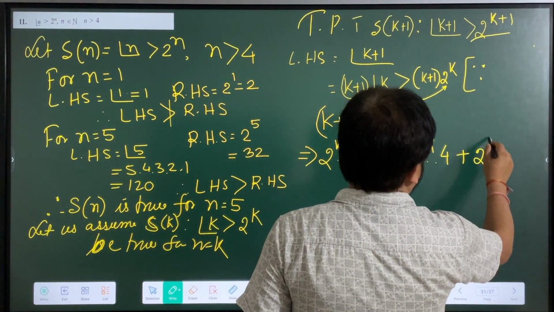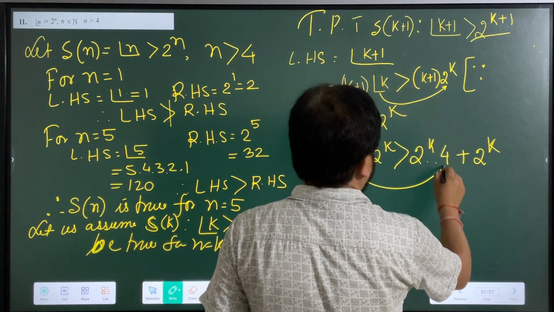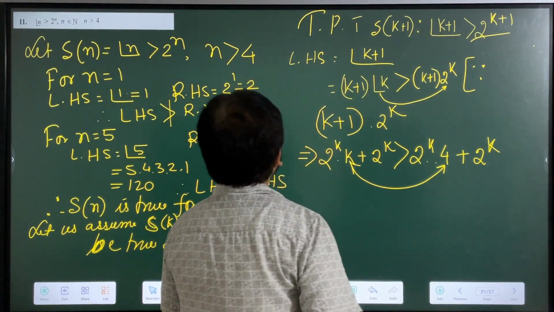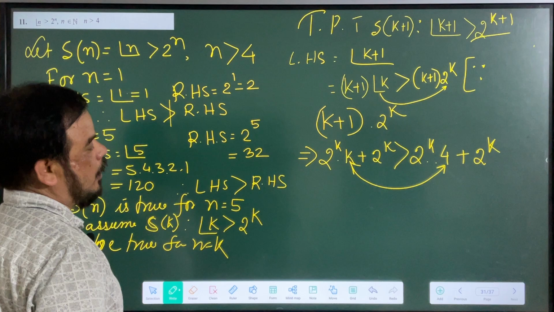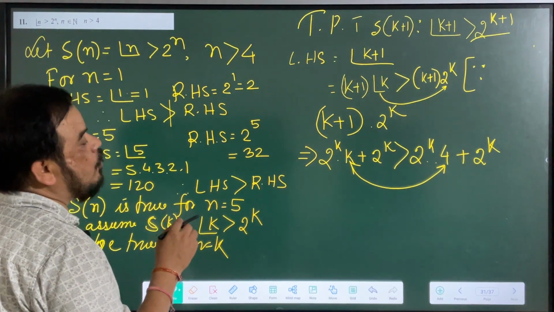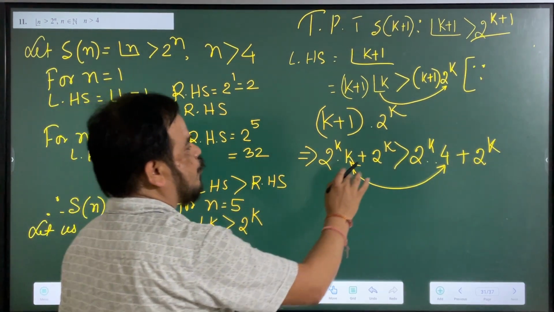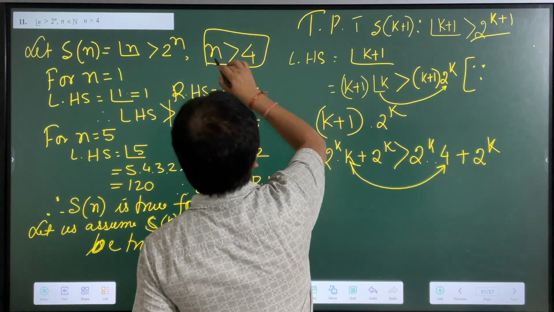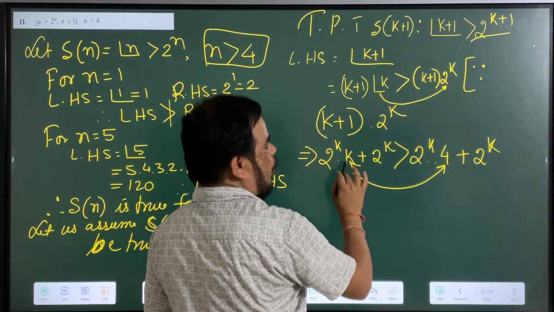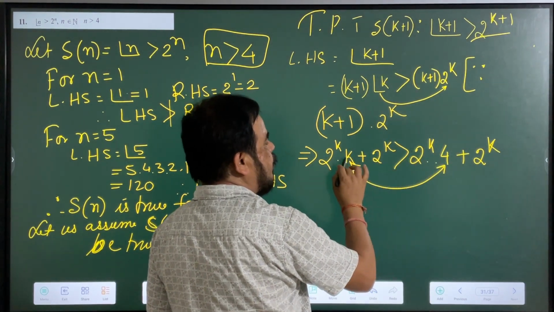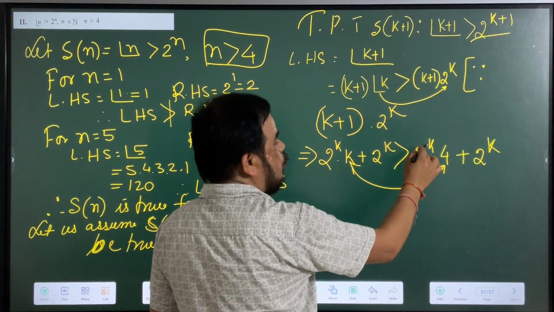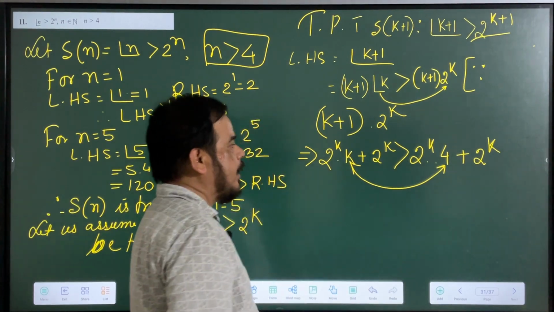In place of K, I have written 4. N is greater than or equal to 4 means K is at least 4, so the least value is 4. We can put 5, 6, 7, 8, 9, but the smallest value is 4. So we get 2 to the power K into 4 plus 2 to the power K.